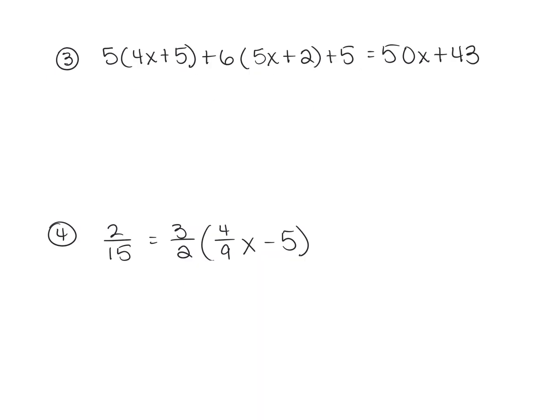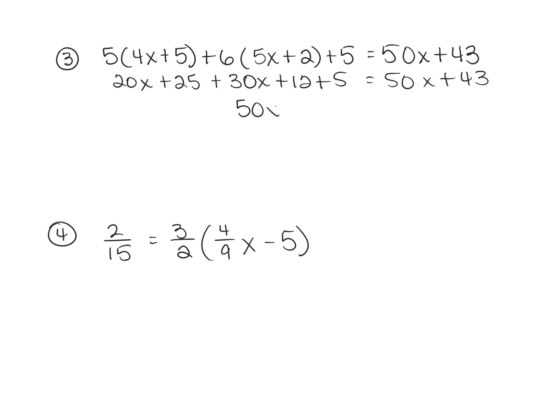Number 3, we have to get rid of these parenthesis sets. So I have 20x plus 25 plus 30x plus 12 plus 5. And then on the other side, nothing can be combined, so 50x plus 43. Now we have to collect the like terms on the other side, so I have 50x, because 20x and 30x. And then if I take 25 plus 5, that's 30. And then if I add 12 more, I get 42.